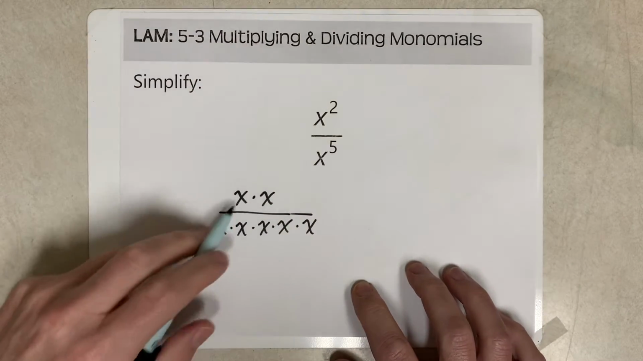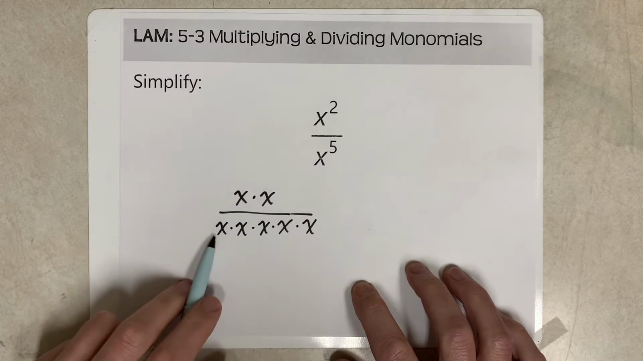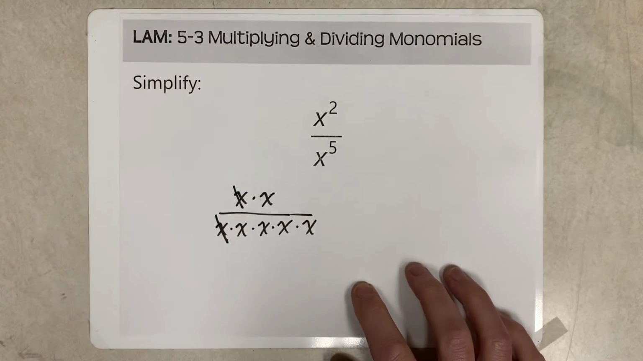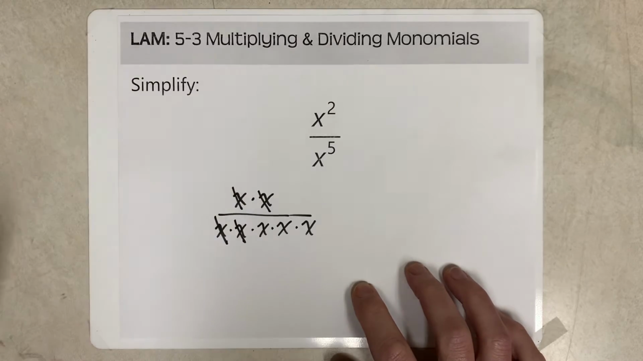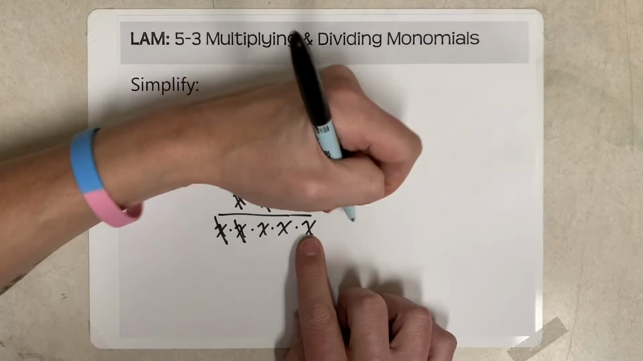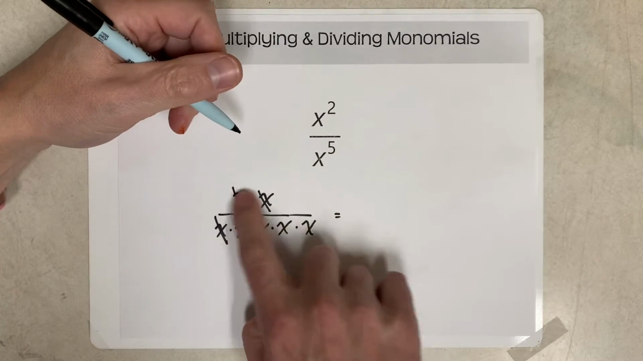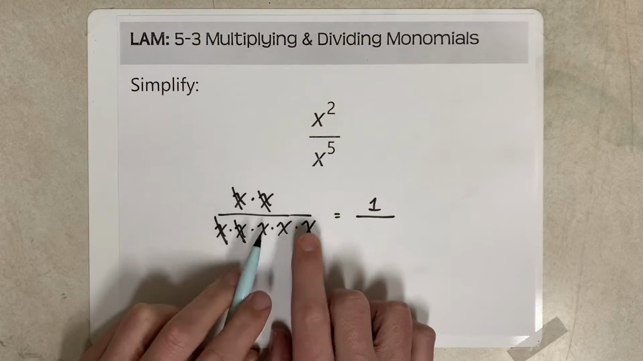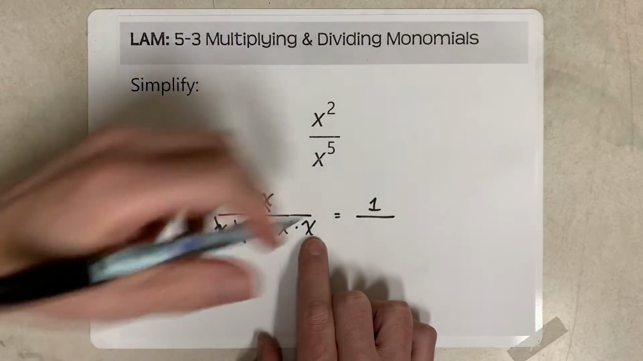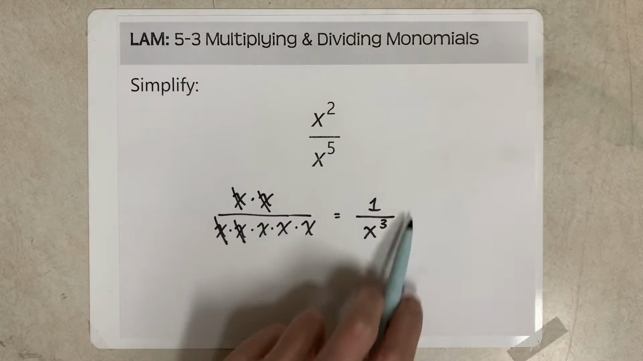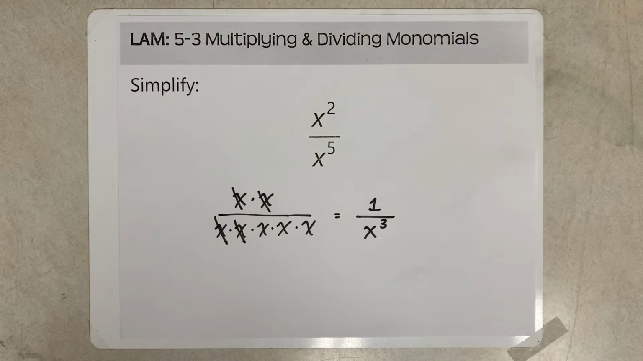I'm going to cancel these in pairs because anything over itself that's the same is 1. So we're going to cancel that pair, and we're left with 3 x's down here in the denominator. So everything canceled in the numerator, that's going to make a 1. Down in the denominator, you have 3 x's multiplied together. So that is x cubed, and that is your final answer for that one.